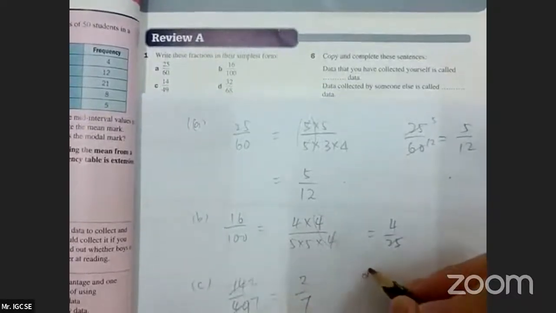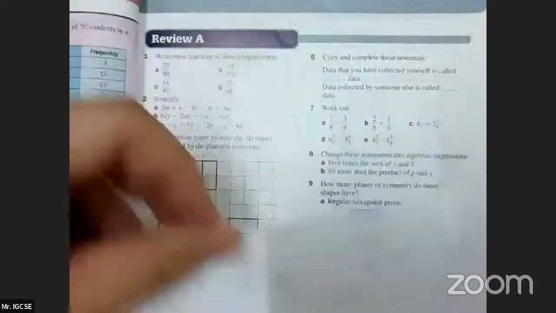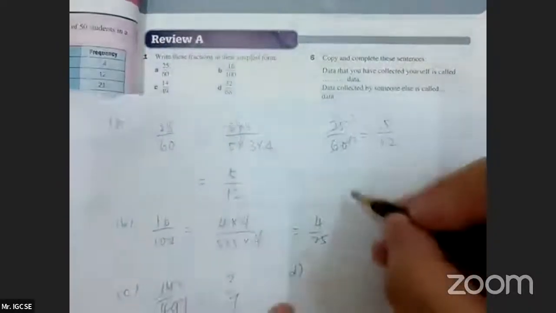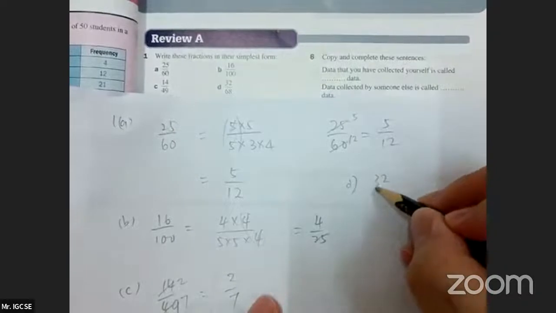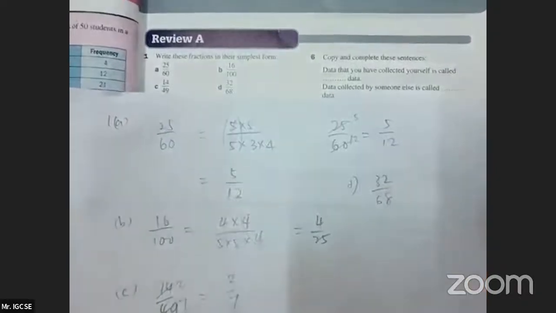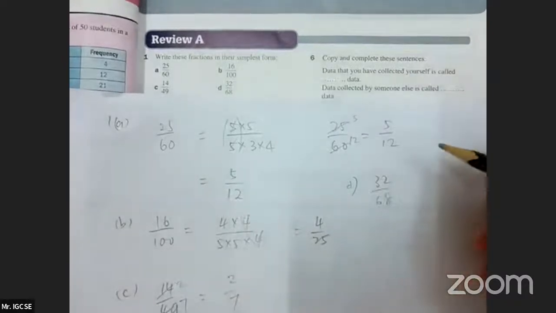So for the D, I can use the space here to save our environment. Maybe I can write here as well. There's space here. So it's 32 over 68. Okay, so this one I think is a bit hard, right?